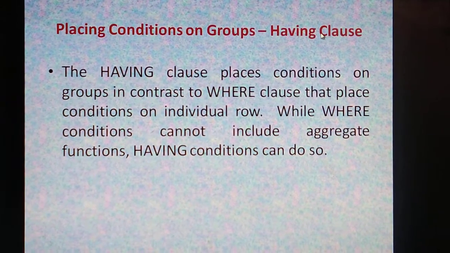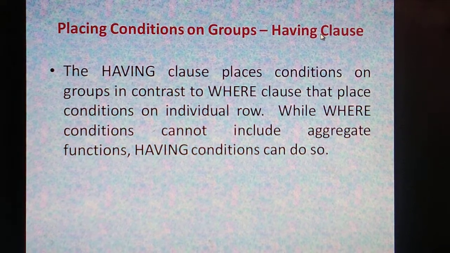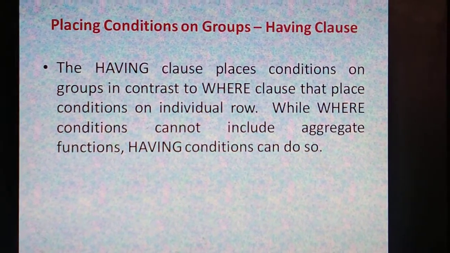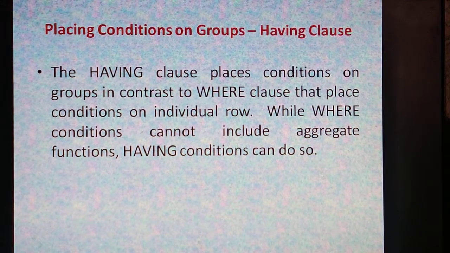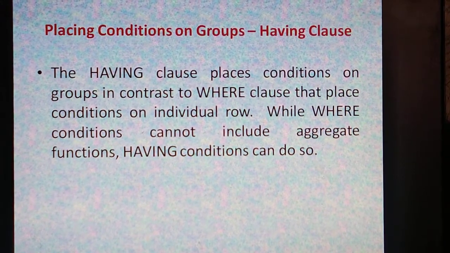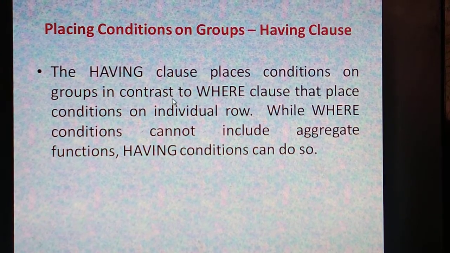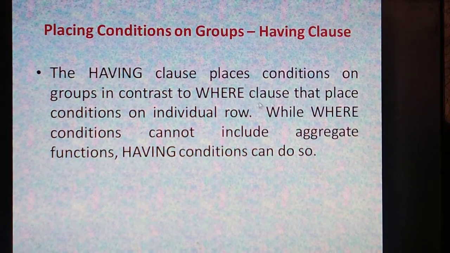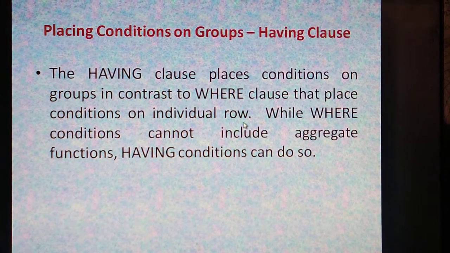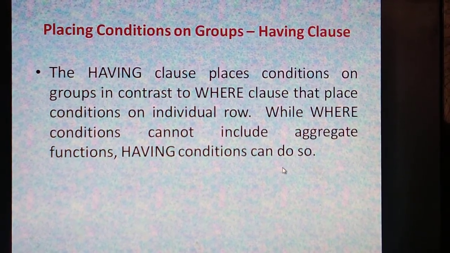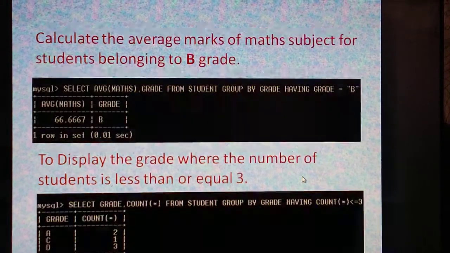Placing condition on group. If you want to apply any conditional statement with the GROUP BY command, we use the HAVING clause. The HAVING clause is used instead of the WHERE clause. The HAVING clause places conditions on groups, in contrast to the WHERE clause that places conditions on individual rows. While WHERE conditions cannot include aggregate functions, HAVING conditions can do so.